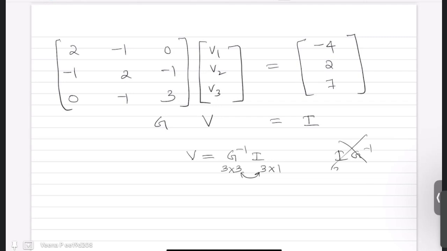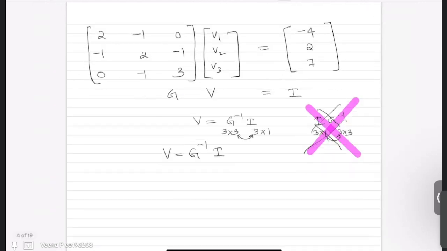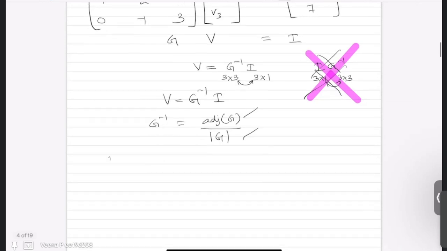This is wrong because I is a 3 by 1 matrix and G is a 3 by 3 matrix. This multiplication can never happen. Always remember this, this can never happen. Always write V is equal to G inverse times I. Now, some of you are familiar with inverse. Inverse of a matrix is adjoint of a matrix by determinant of that matrix. You can either go this way, if you are familiar with finding adjoint and determinant, or you can use Cramer's rule, which is the simple rule.